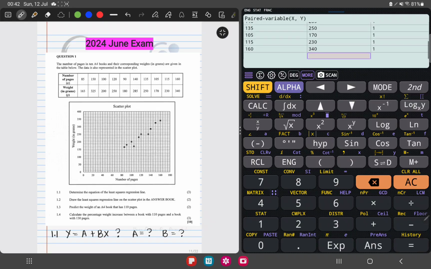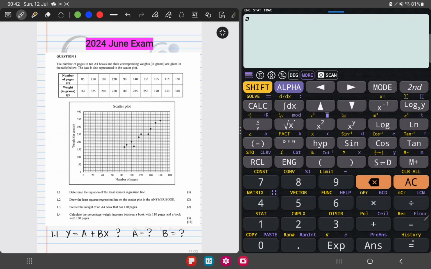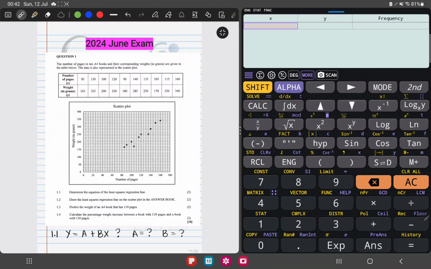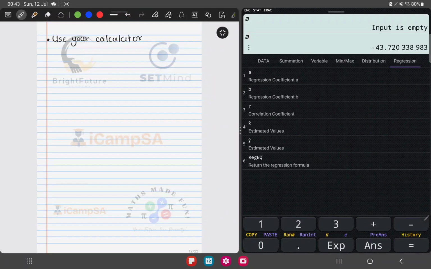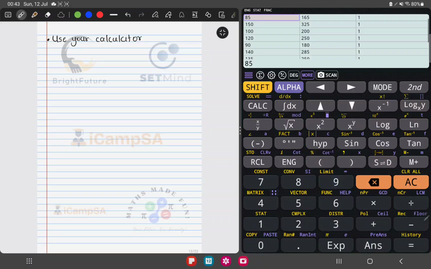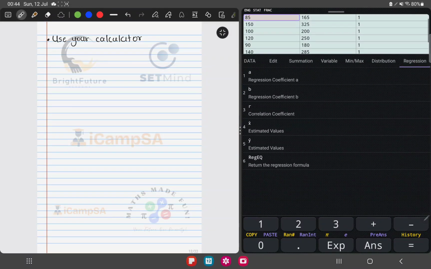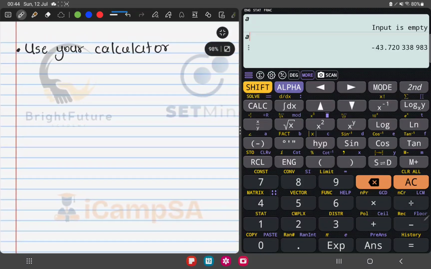So now I can go ahead and find A and B. So shift, equals 2. Why is it saying this is empty? Let me go and try this again. If you observe carefully, I just had to go and retype my data so that it's in the table. That's just what we have. And then we can now go to our regression variables, and you'll see that the value of A we have found.